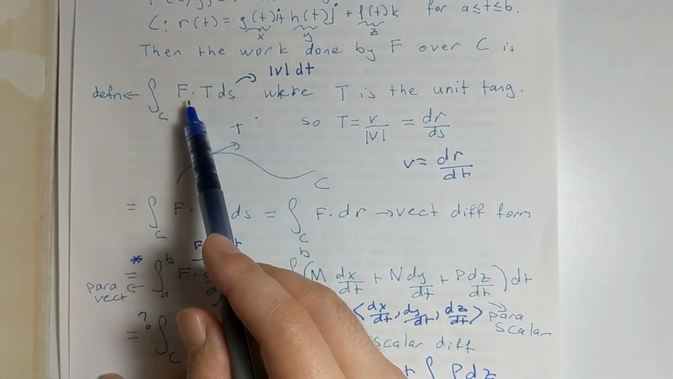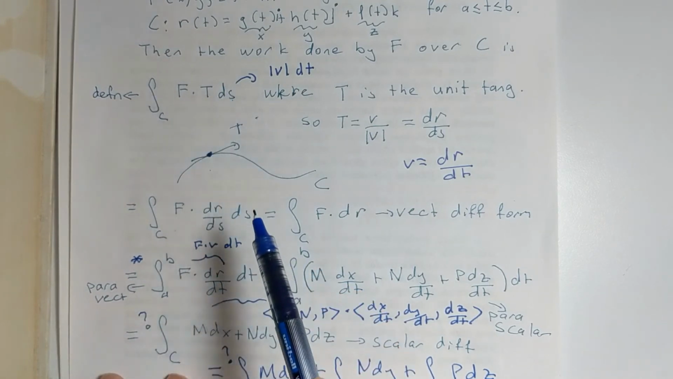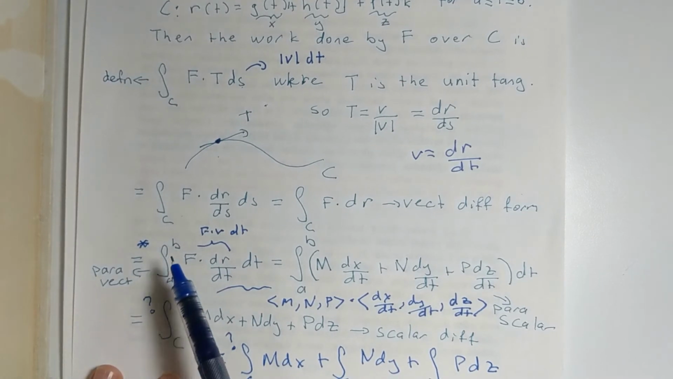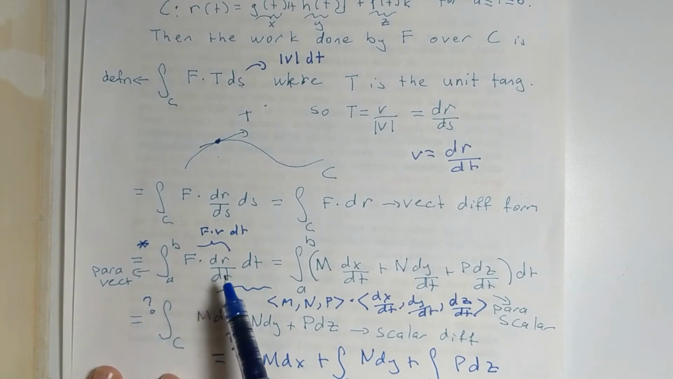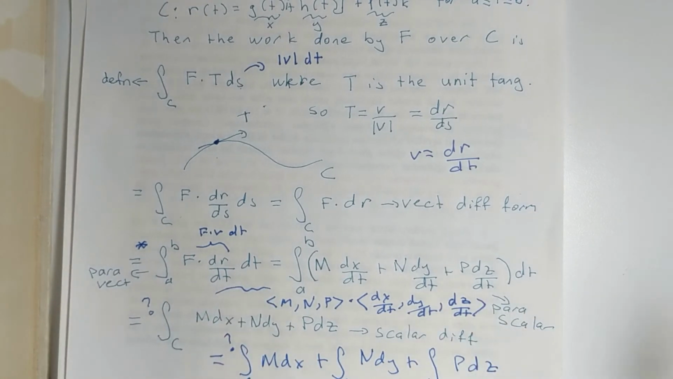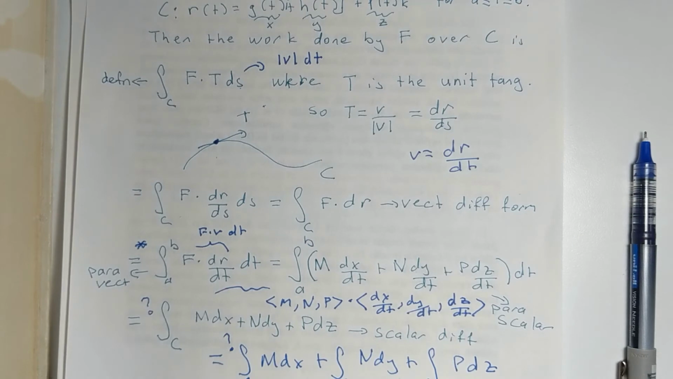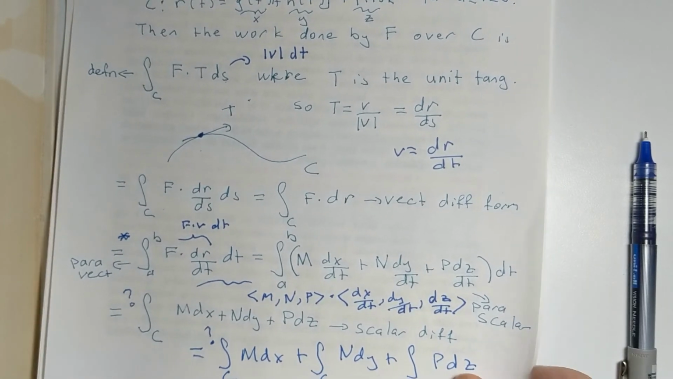The thing that I want you to take away from this lecture is that the work done is the integral of F dot T ds, and the way we're going to calculate it right now is from a to b of F dot dr/dt dt. Those are the only formulas that you should memorize right now. This is called the scalar differential form. This is going to be useful later on, very useful for some vector fields.